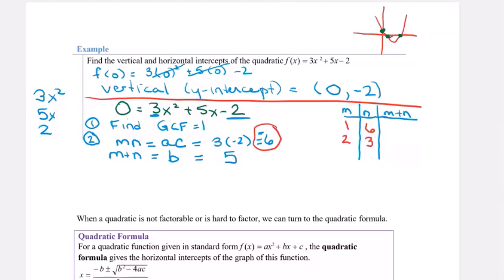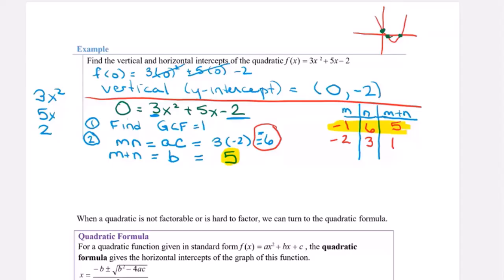Now I know it is negative, so I can make either m or n negative. Let's make m negative and add them together. Perfect. We can see that if m is equal to -1 and n is equal to 5, they add together to give me 5, which is what I needed, right?